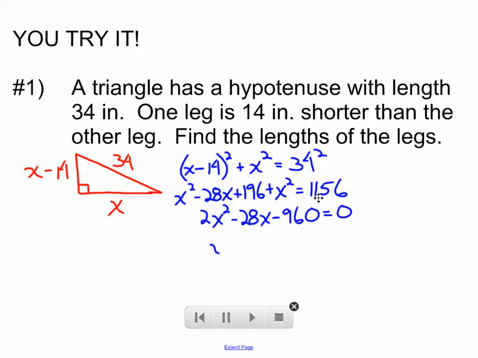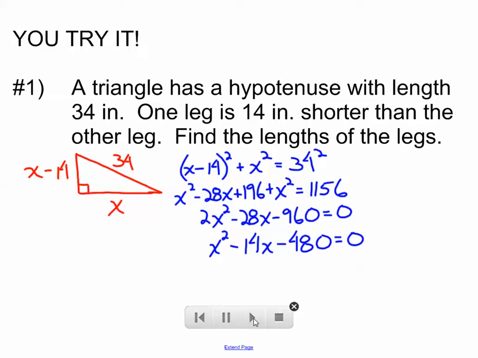I also went ahead and subtracted 1,156 from both sides. So 196 minus 1156 is negative 960. All of these three are divisible by 2, so I'm going to divide them all by 2. And I got a choice here. I could try and factor this. Might not be so bad. I could use the quadratic formula. Or I could complete the square if I wanted to. That wouldn't be such a bad idea.